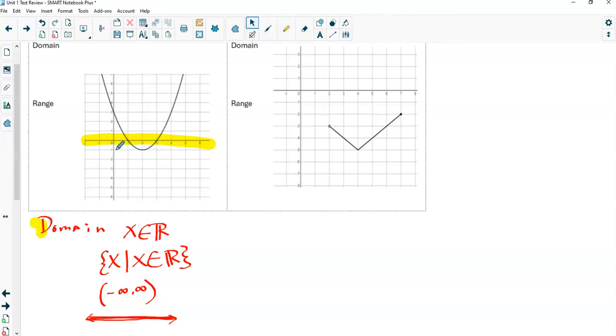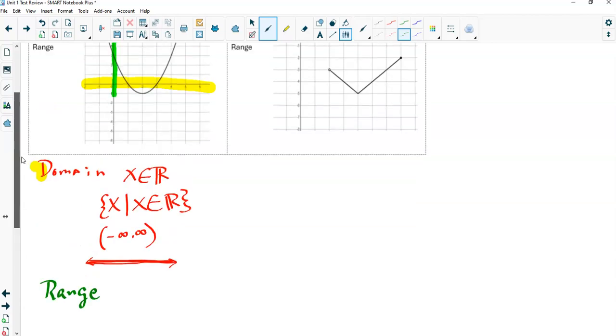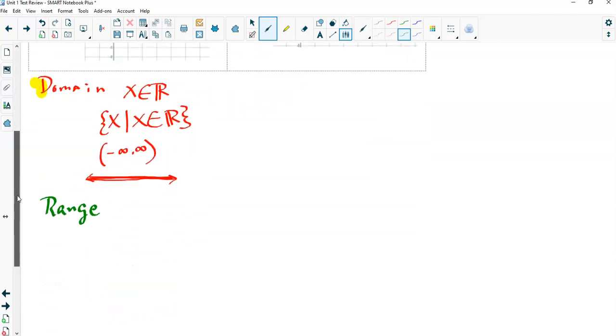The range, however, I'm looking for the range in my y-axis. So notice it goes down to here and then it moves up forever. So it goes that way. So now that I know that, I could write the range. The range for this function would be y greater than or equal to -1. So y is greater than or equal to -1.